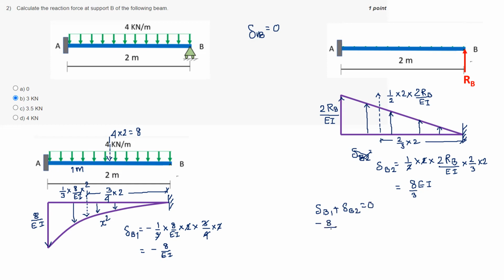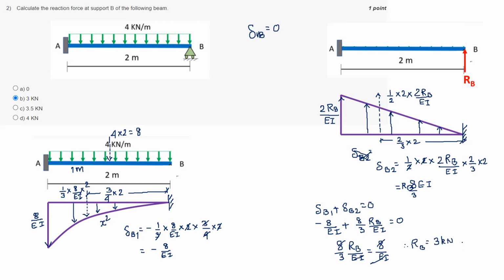So minus 8 upon EI plus 8 by 3 RB, so this will be RB is there. So we have 2 RB. So RB into, so 8 by 3 RB upon EI, and that is equal to 0. And from this we will get 8 by 3 RB upon EI, which is equal to 8 upon EI. So EI gets cancelled, 8 gets cancelled, and we will get therefore RB equal to 3 kilonewton.